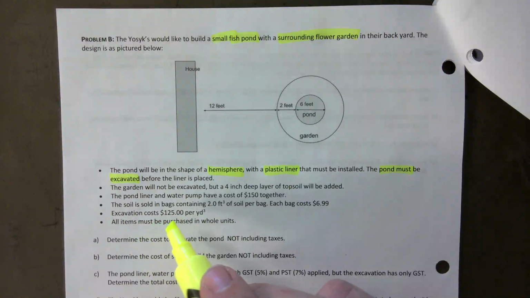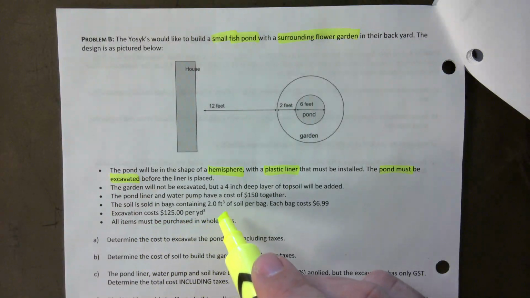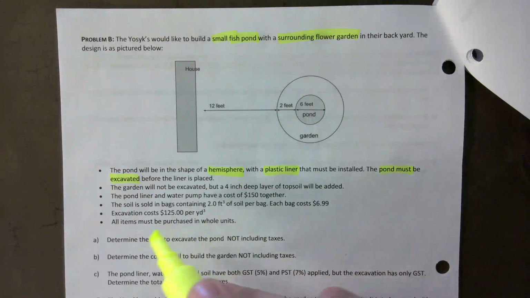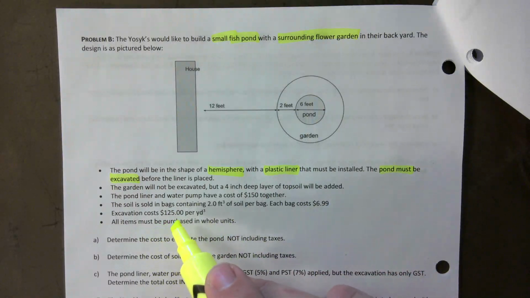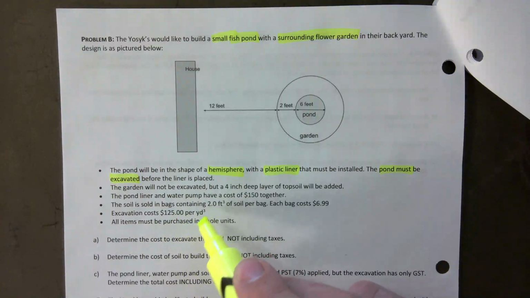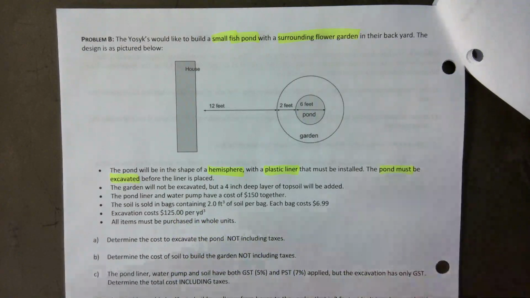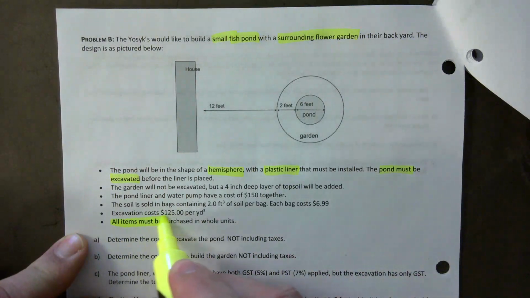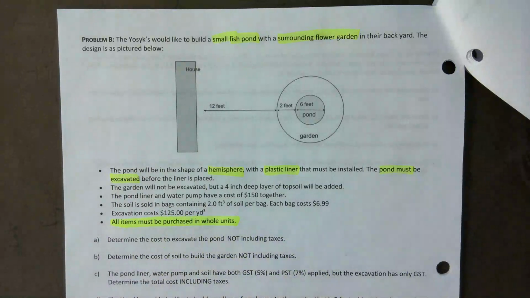The soil is sold in bags containing 2 cubic feet, that is volume, right, of soil per bag, and each bag costs you $6.99. Excavation costs you $125 per cubic yard. This is going to be a theme throughout here. All items must be purchased in whole units. You cannot purchase partial quantities.